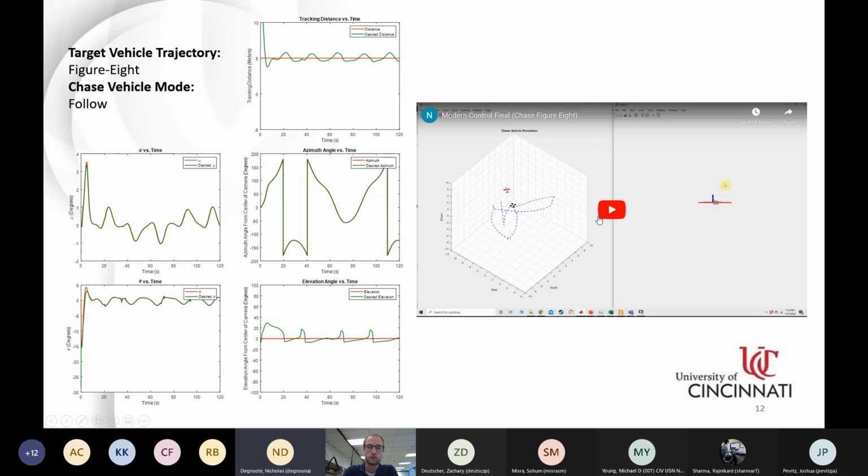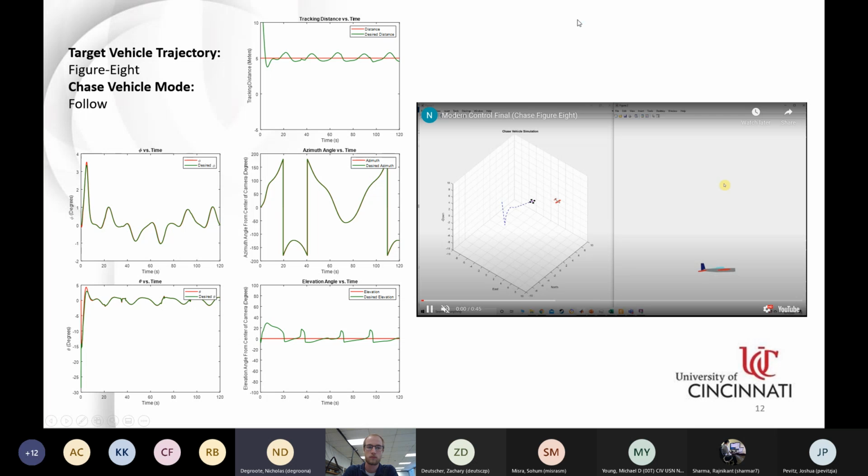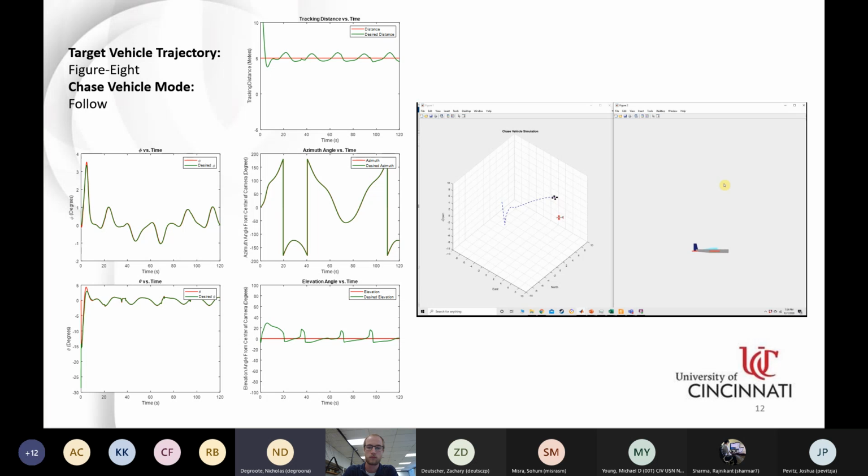Then for the final situation, we had struggled a little bit more with this one, just because there's more direction changes for the target vehicle, but for the most part, it still does an all right job. There's a couple of jumps in the elevation angle, but it's still able to keep it in the camera frame for the entirety of the simulation.